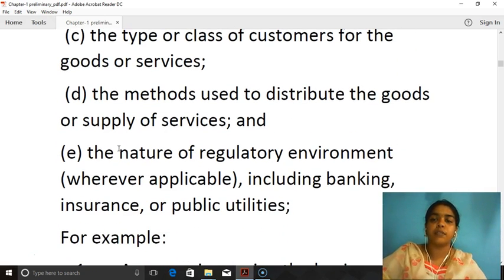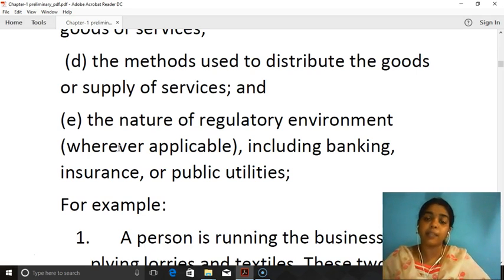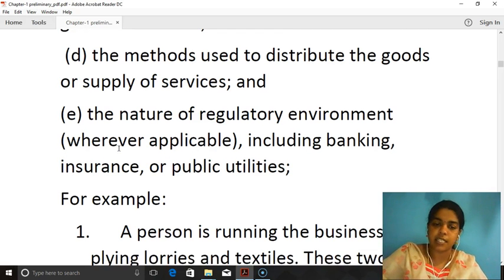The methods used to distribute the goods or supply of services. What are the methods by which you are distributing the goods, or what are the methods by which you are supplying the services? The nature of regulatory environment wherever applicable, including banking, insurance, or public utilities. For example, if it is a banking environment, the regulatory environment is different from that of an insurance sector. So as such, they cannot be put together. If an organization is involved in a banking sector as well as an insurance sector, then both are different entities by itself.